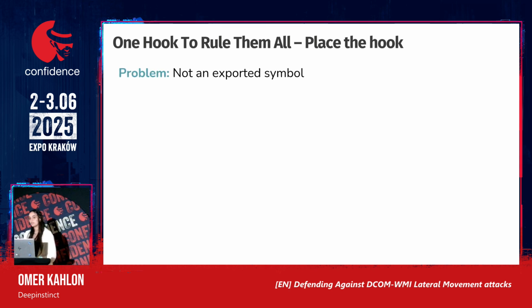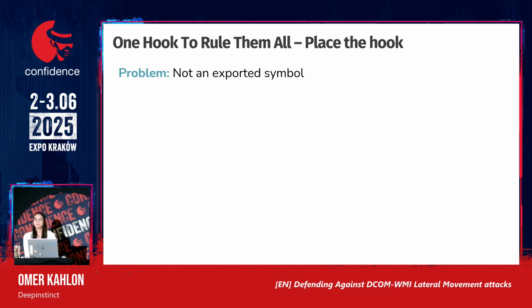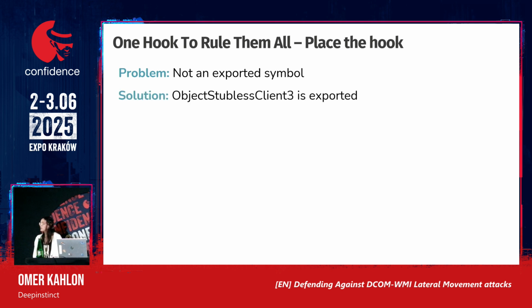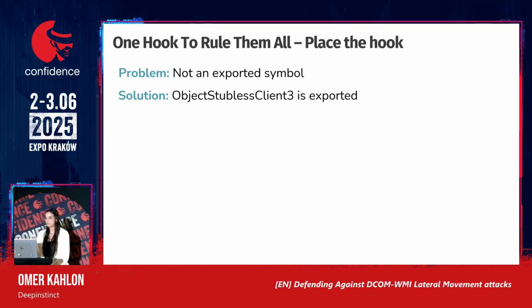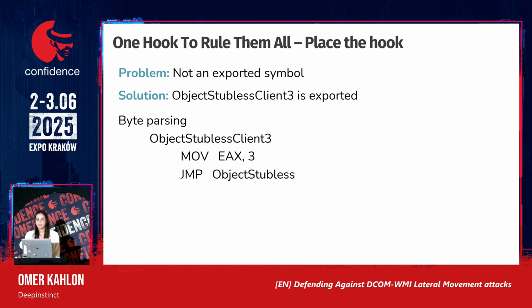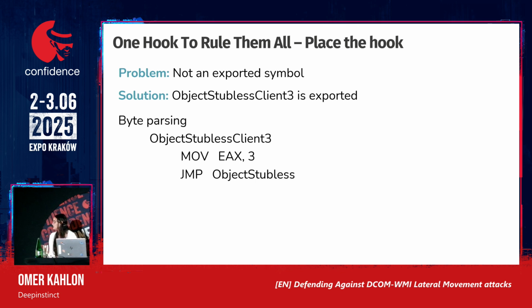So, in order to place a hook inside ObjectStublessClient, we need to know its function address in memory. But the problem is ObjectStublessClient is not an exported symbol. However, we can still get its address using the fact that ObjectStublessClient3 is an exported method. We start by byte parsing ObjectStublessClient3, and as you remember, all of these functions have a specific formation. They all start by a mov eax value and finally transfer execution to ObjectStubless. So we can extract the ObjectStubless address from this jump instruction.